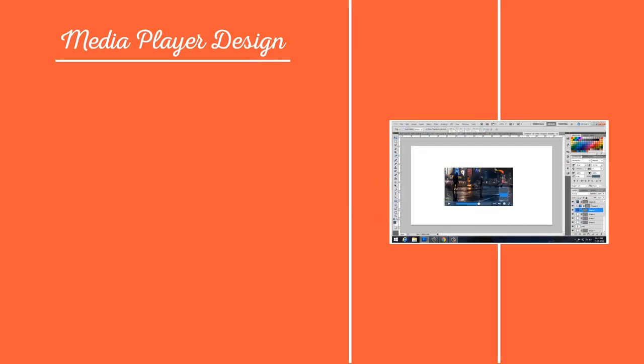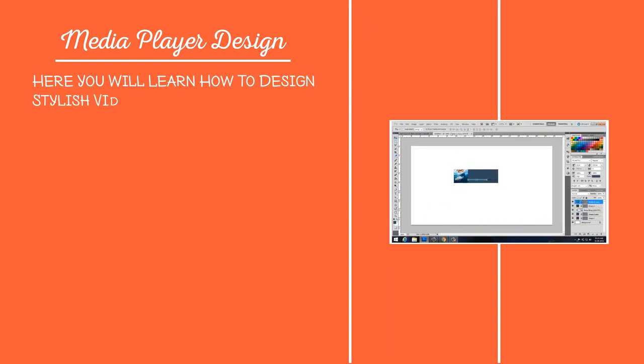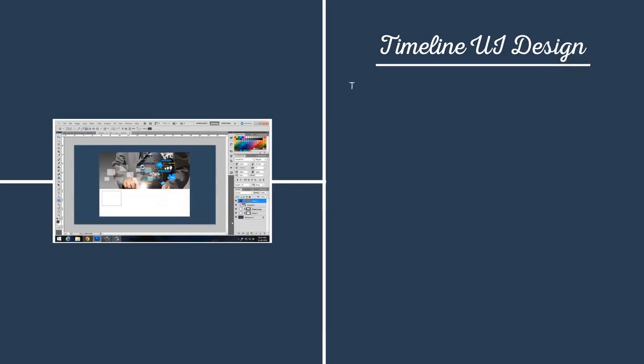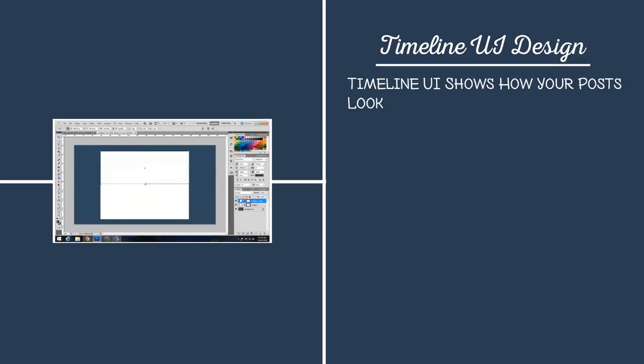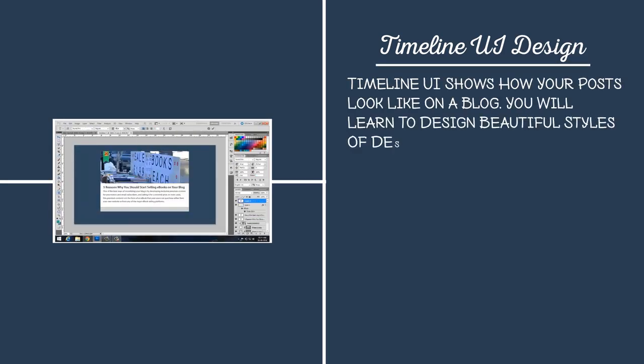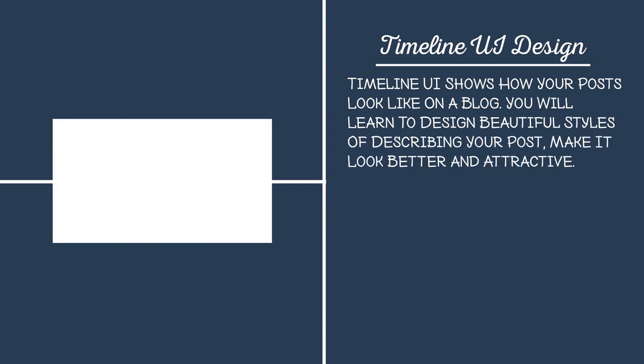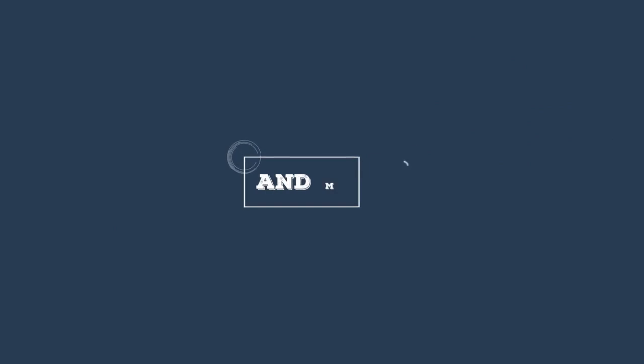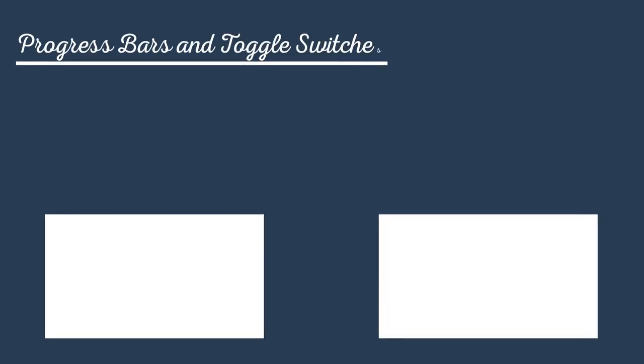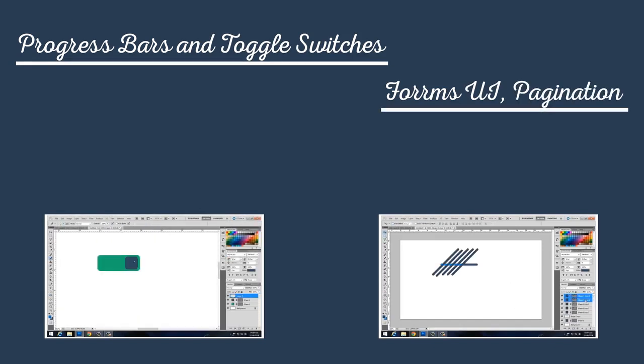Media player design. Here you will learn how to design stylish video players and music players for web. Timeline UI design. Timeline UI shows how your post looks on a blog. You will learn to design beautiful styles of describing your post, make it look better and attractive. Progress bars and toggle switches. Forms UI and pagination.